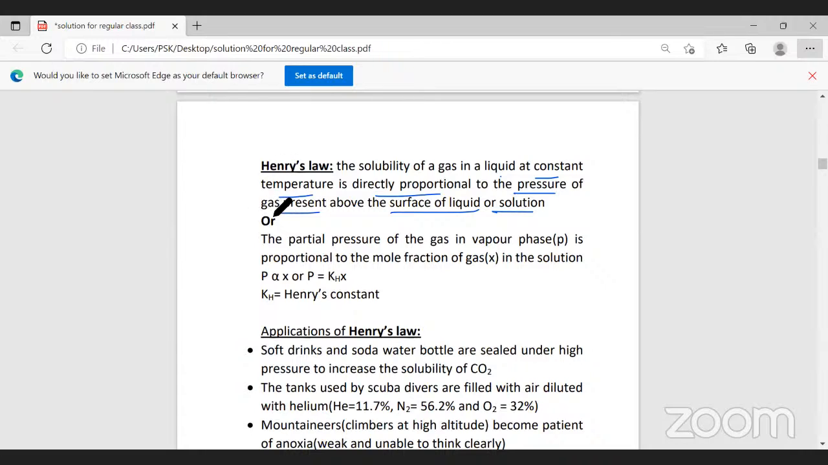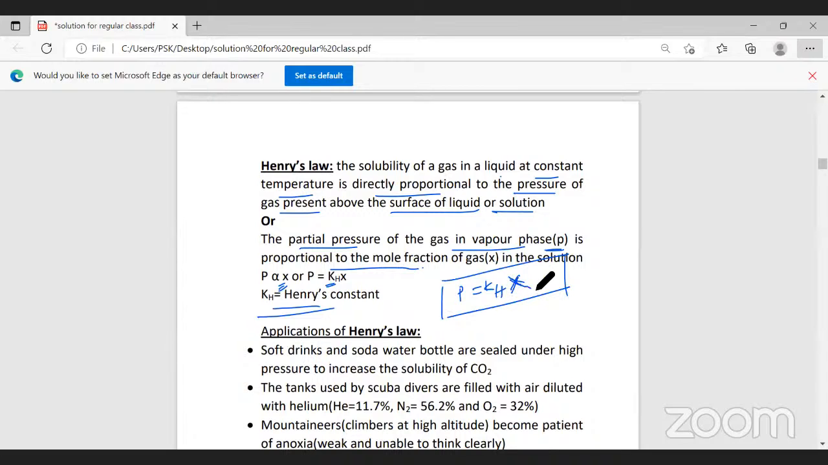Now, we learned that on increasing the pressure, the solubility increases. The partial pressure of a gas in vapor phase is represented by the letter P and is proportional to mole fraction. Mole fraction is nothing but concentration, and it is represented by the letter X. If you remove the proportionality sign, we give a proportionality constant, called Henry's constant. So this formula you should remember: partial pressure is equal to Henry's constant into mole fraction.